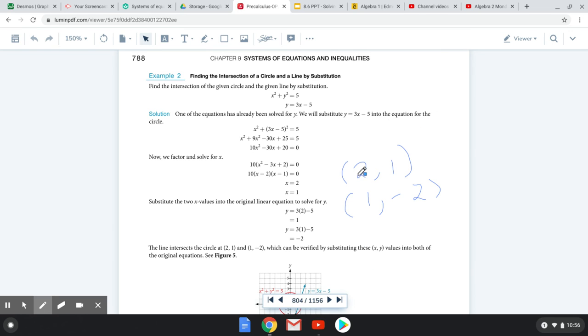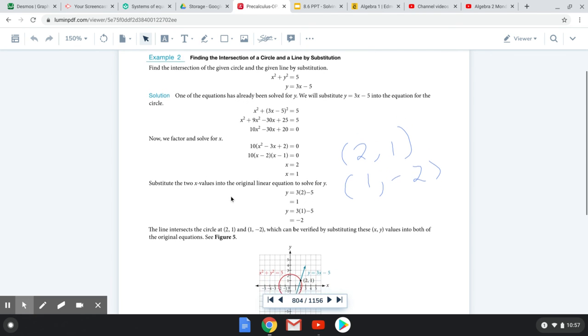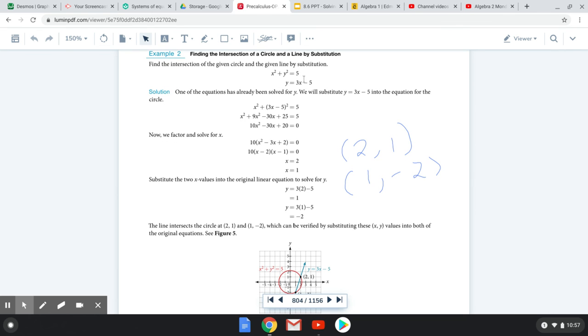Remember to write them in brackets like this, because if you just tell me that x equals 2 and x equals 1 and y equals 1 and y equals negative 2, I have no way of knowing which x goes with which y. So make sure you write them in coordinate pairs. That's going to be really important when we're dealing with quadratics, particularly because we often will have more than one solution. Okay, so that's basically how it works when we have one thing that is quadratic and one thing that's not.